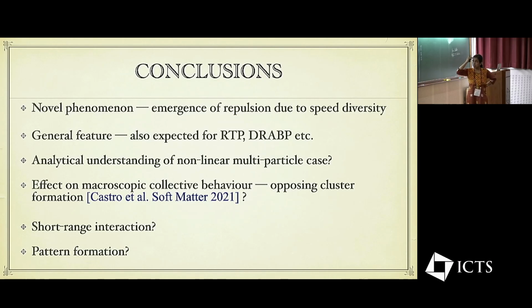So recently, 3 years ago, we found work where they studied numerically the collective behavior of a set of active particles with speed diversity built into the system, and they claim that the presence of speed diversity opposes cluster formation. So what we found here analytically is kind of consistent with this.